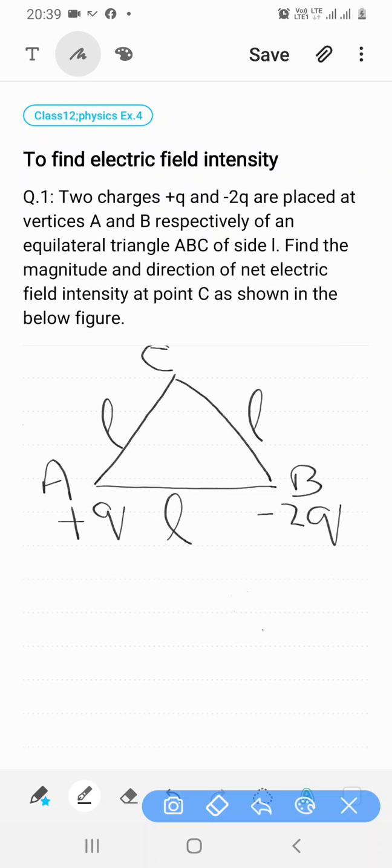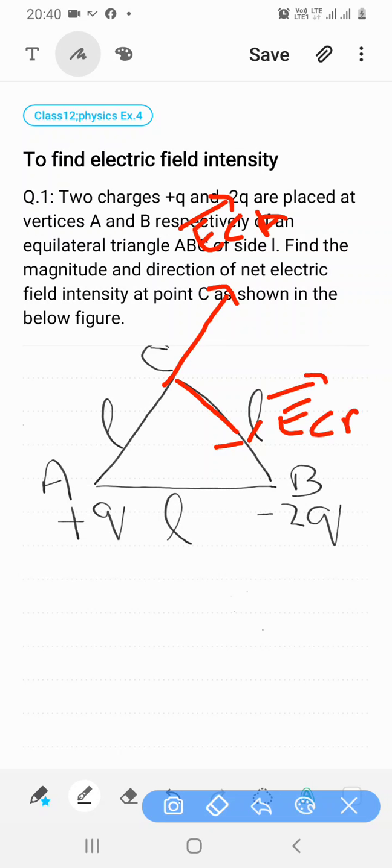For this one, first we have to draw the direction of electric field intensity at point C due to charge at A. So, this is positive charge, so direction at point C will be away from point A and along the line AC. I will write here this one vector ECA. And direction of electric field intensity at point C due to charge minus 2q at point B will be towards minus 2q, and this one is vector ECB, along the line CB because it is negative charge.